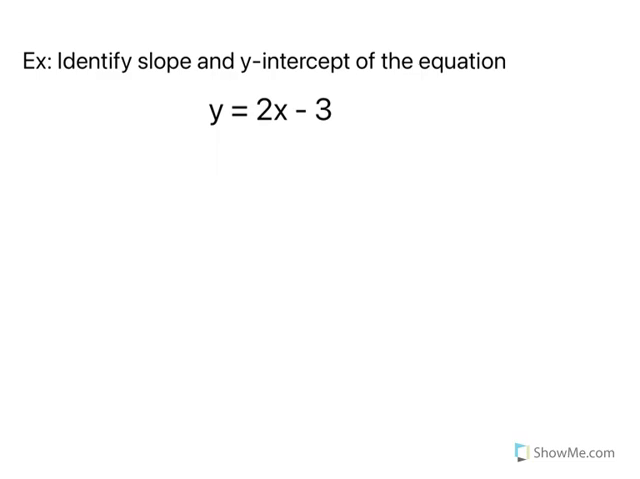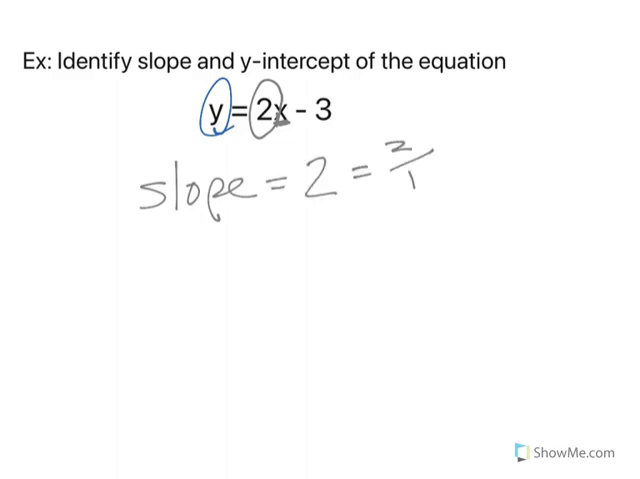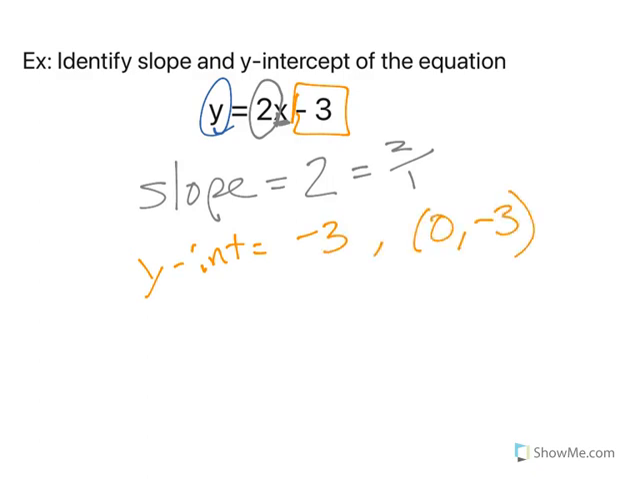Now, the deal with this is that if you are in slope-intercept form, meaning the y value is by itself, if that's the case, locate x and find the coefficient, because the coefficient of x, or the number in front of x, is going to be your slope. So in this case, our slope is 2. If you want to write that as a fraction, it's 2 over 1. And then our y-intercept is the constant. It's the number all by itself. So the y-intercept in this case is -3, which would lead to an ordered pair of 0, -3, because on the y-axis, that would be the ordered pair.